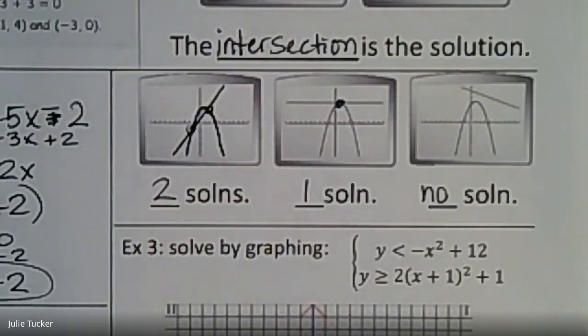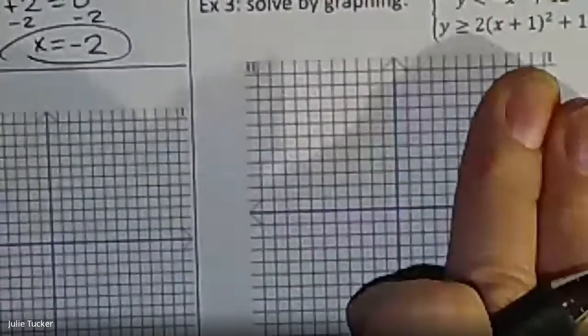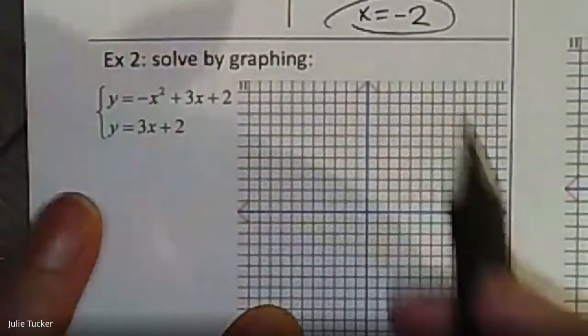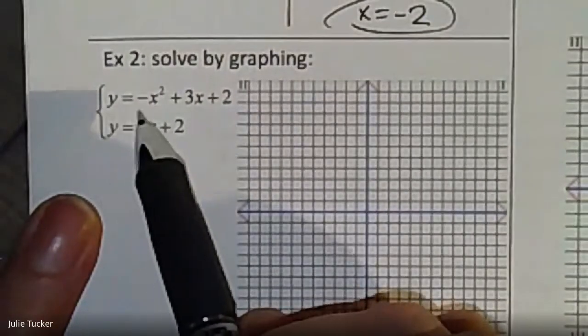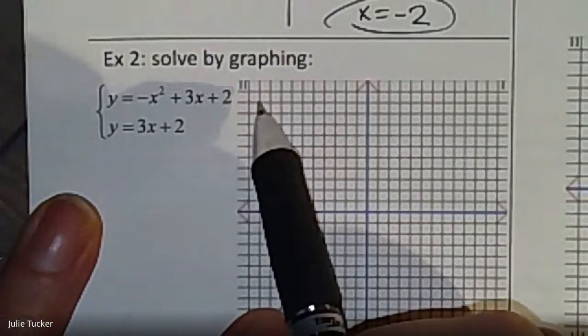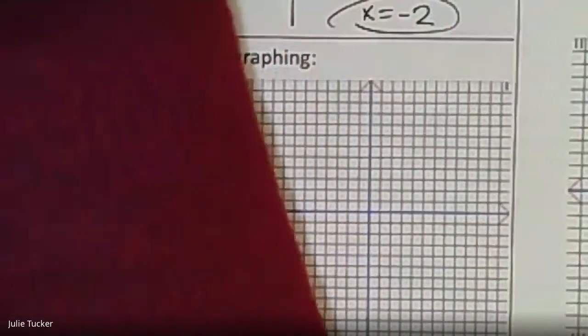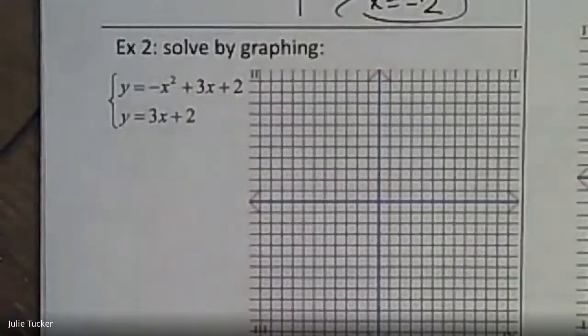Okay. So now we're going to do this with Desmos. I'm going to do, oops, not this problem. This problem right here in Desmos. You can see my two equations are y equals -x squared plus 3x plus 2 and y equals 3x plus 2. So I'm going to get a window opened. Oops, it kind of got blurry. I'm going to open a new tab and take you to Desmos.